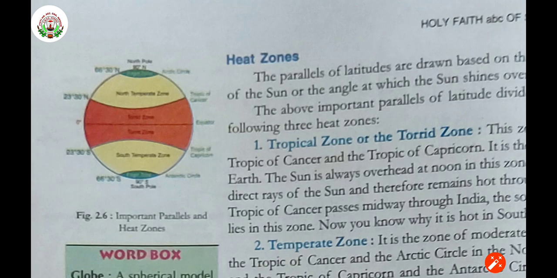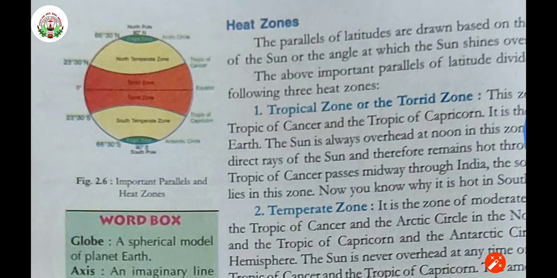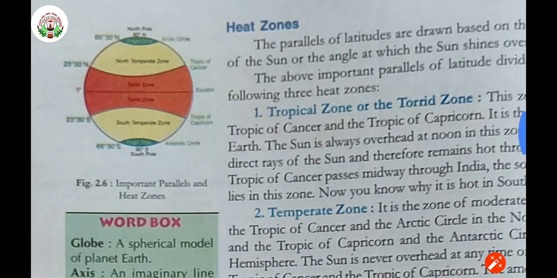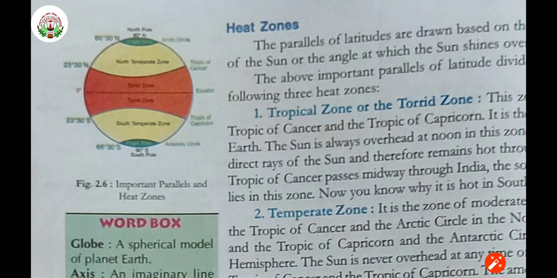And again at the top, North Pole and South Pole, the sun is not at all going to rise above the horizon or rise near the overhead, so those areas are going to remain frigid zone, right? Frozen throughout the year. So three parts it is being divided, three heat zones.